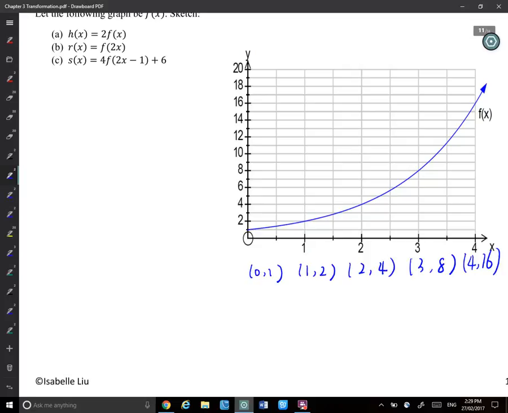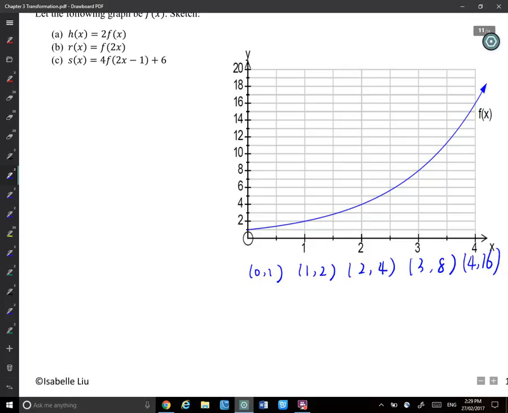Can you see that? 2 to the power of 0 is 1. 2 to the power of 1 is 2. 2 to the power of 2 is 4. 2 to the power of 3 is 8. 2 to the power of 4 is 16. When you see all these coordinates, you should be able to tell what kind of graph that is. Okay, that's an exponential graph. And the shape tells you it is either a parabola or exponential. Okay? So now we have those points.